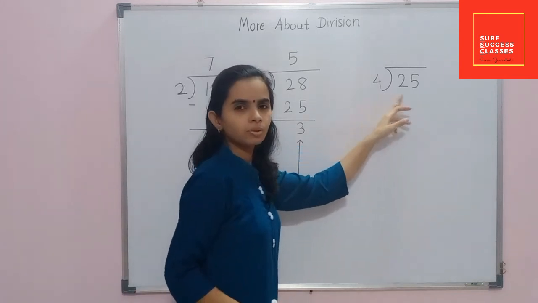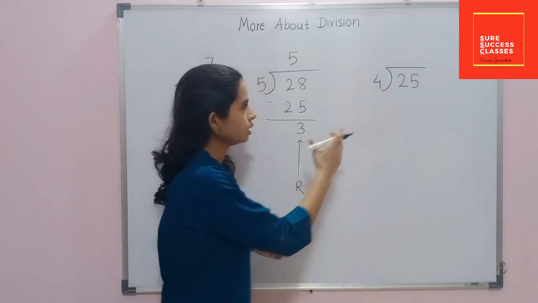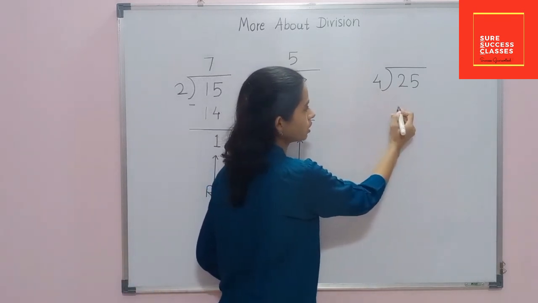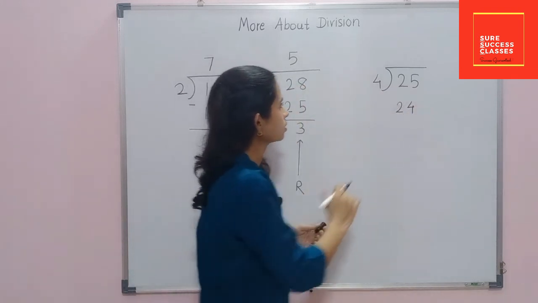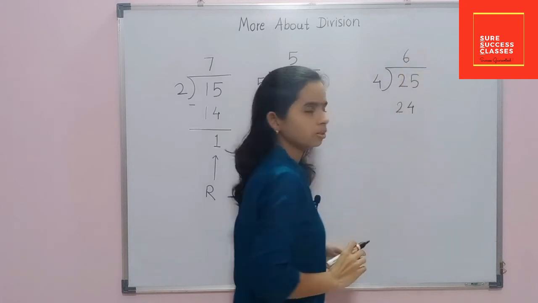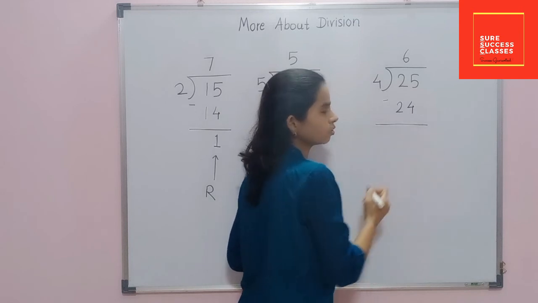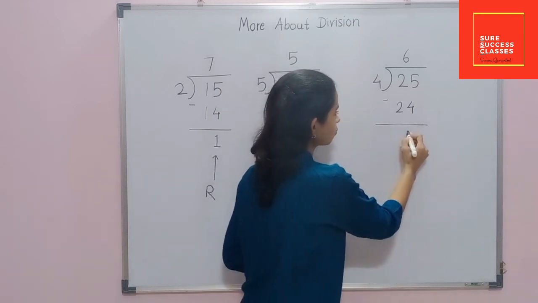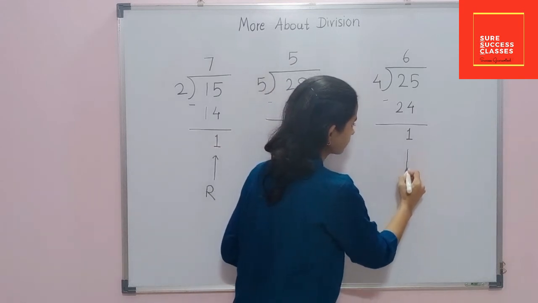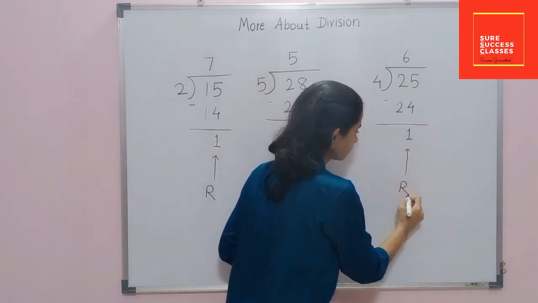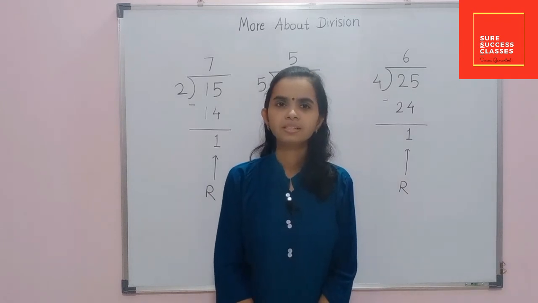Next is 25 divided by 4. The nearest number to 25 in the table of 4 is 24. 4 sixes are 24. 25 minus 24 is 1. Here 1 is nothing but the remainder. Students, I hope now the concept of remainder is clear.